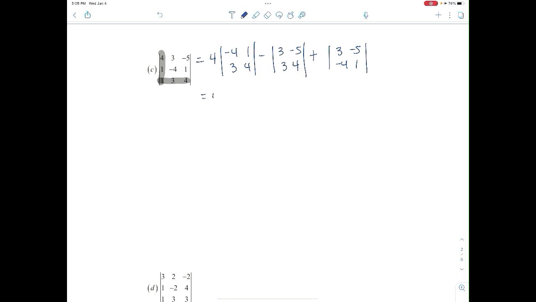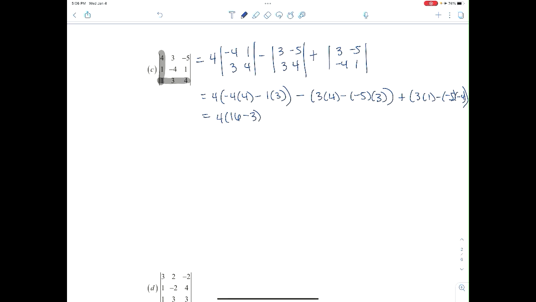And then we calculate these determinants. So 4 times -4 times 4 minus 1 times 3 minus 3 times 4 minus -5 times 3 and plus 3 times 1 minus -5 times -4, which would give us 4 times 16 minus 3 minus 12 plus 15 plus 3 minus 20, 4 times that's a -16, so -19 minus 27 plus -17. This gives us -120.